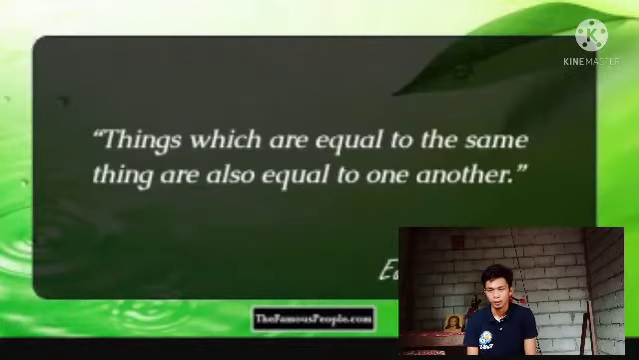For today's video, we are talking about the greatest common divisor, or GCD. Before we start our discussion, let's read this quotation. Things that are equal to the same things are also equal to one another.